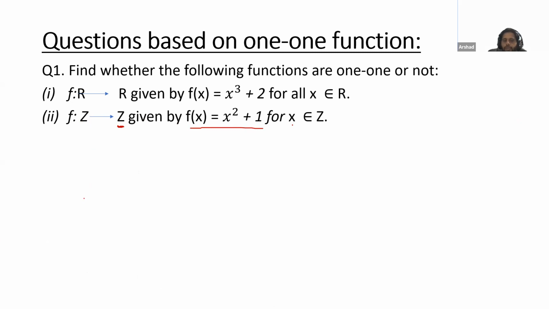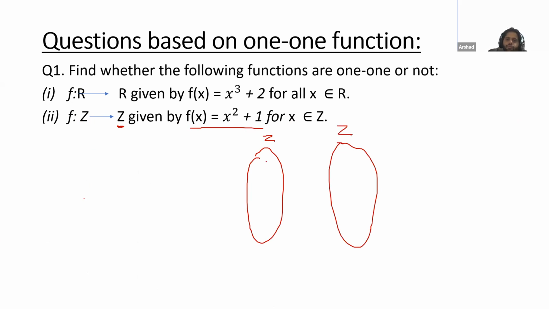First of all, what is a one-one function? Suppose we have a set A here, in this case it is Z, and we have another set here, again Z. If we have two elements here which have the same image, then we will say that this is not a one-one function. So please analyze this, x squared plus 1. Is this one-one or not? Is there any two elements which have the same image?